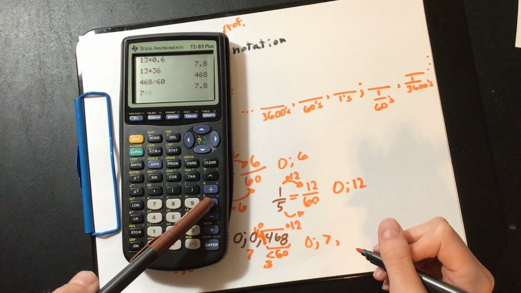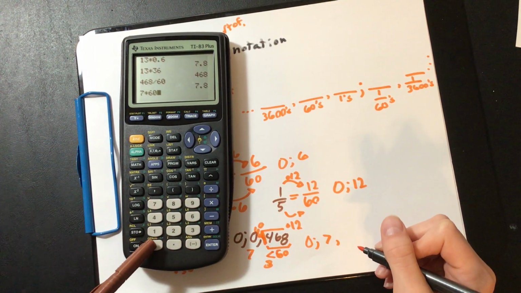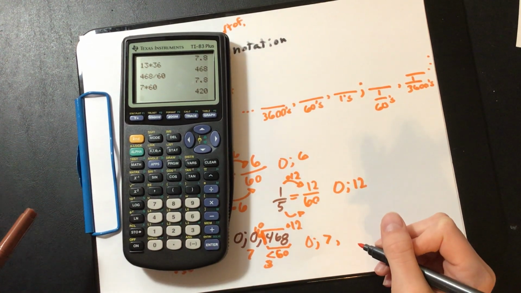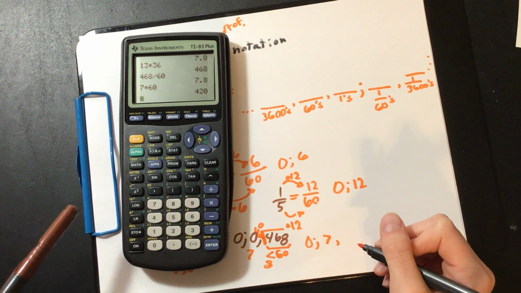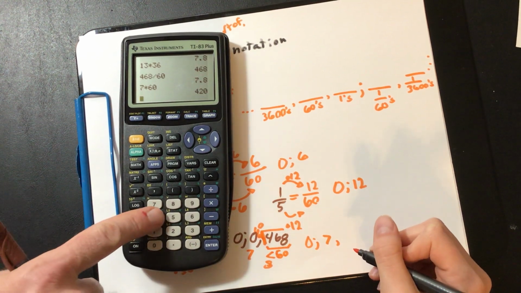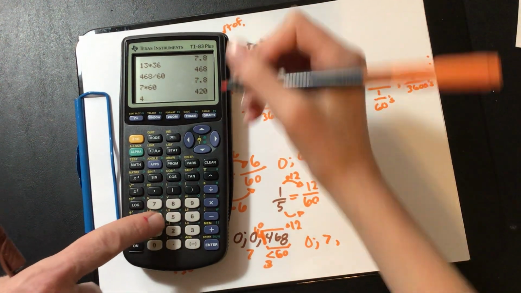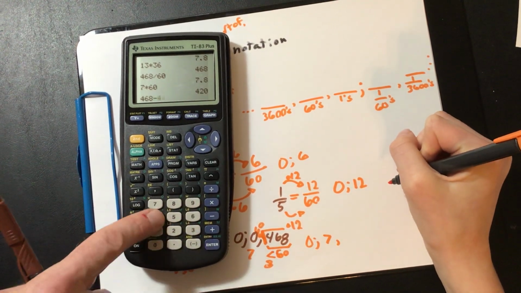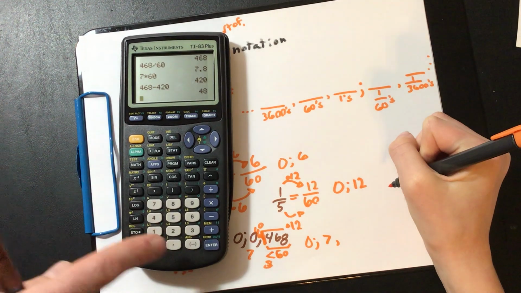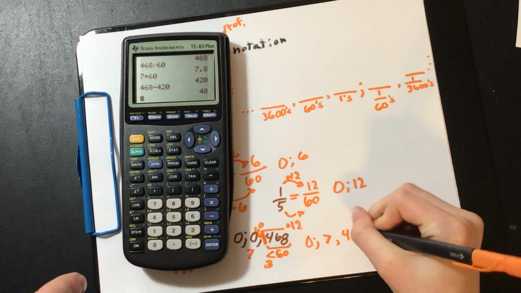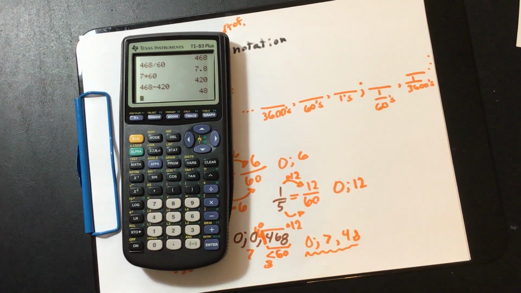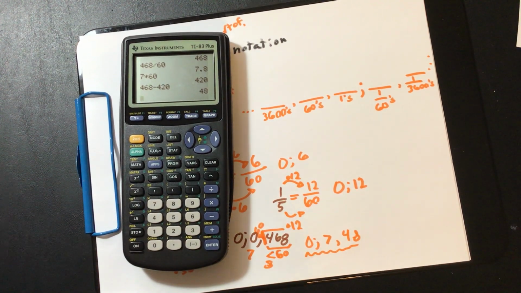7 times 60 is how much? 420. Okay. So we have 48. Where's that 48 coming from? Well, 468 minus 420 is 48. Oh, I see. So put a 48 right there. Great.